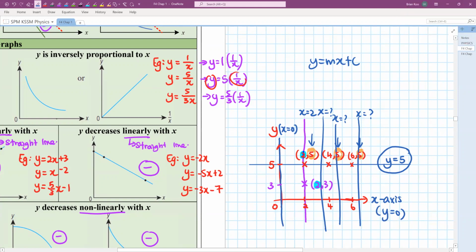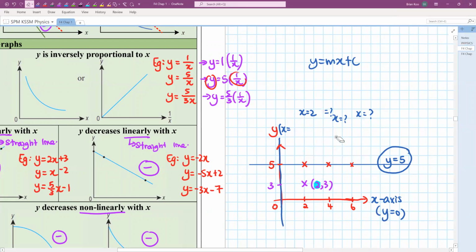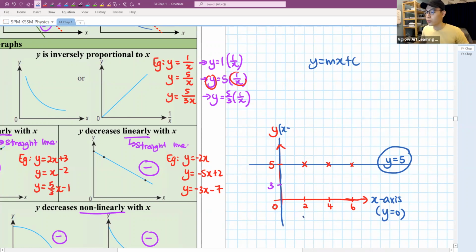Teacher means that when x changes but y is still a constant value. Yeah, correct. Understand, teacher. That means I increase the x value from 2 to 4 and then to 6, and the y value is still forever 5, 5, 5, 5. Correct. That is why we say that the x is independent of the y.